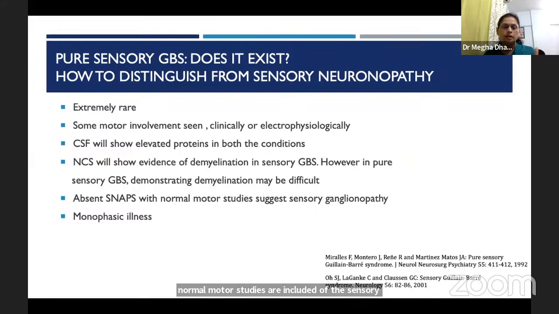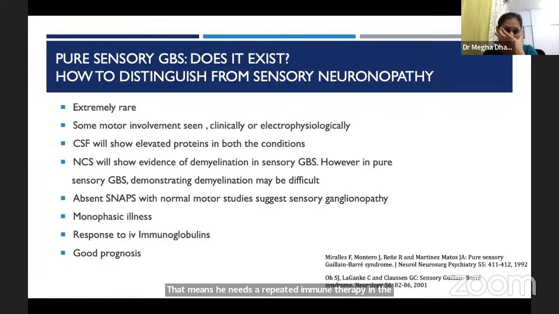Remember, GBS is a monophasic illness. Now, this patient had improved, but he had not improved completely. So his response to IV immunoglobulins was partial. That means he needs repeated immune therapy in the form of either maintenance IVIG or any other form of chronic therapy. And a sensory GBS would have a good prognosis.